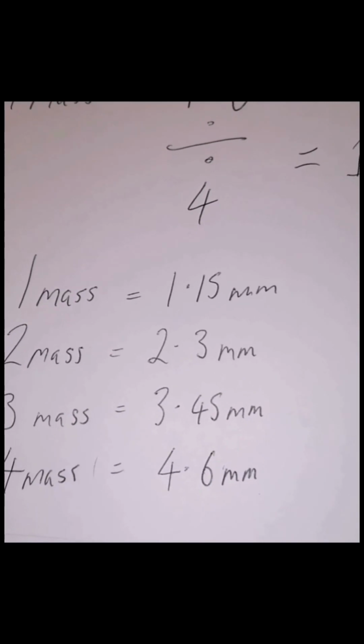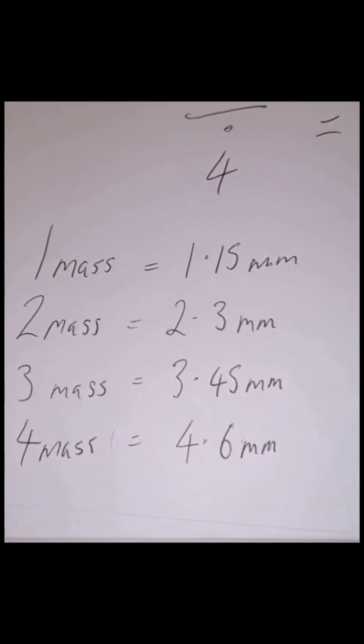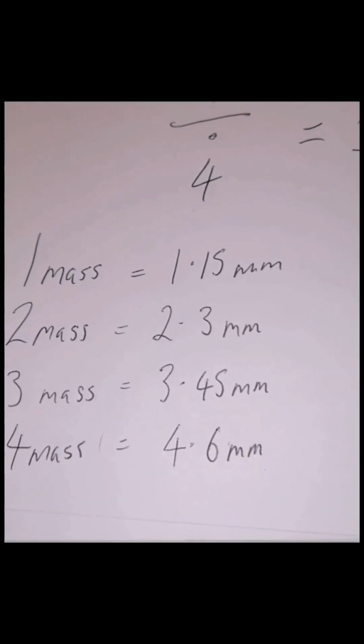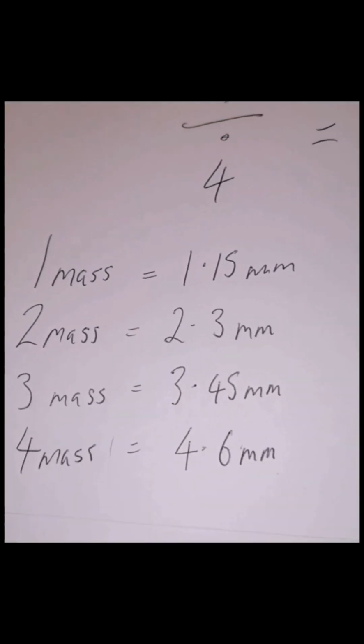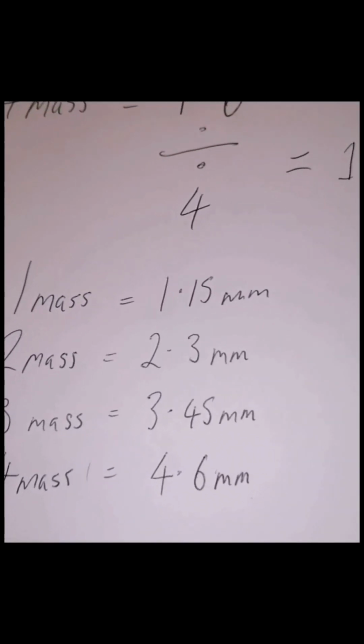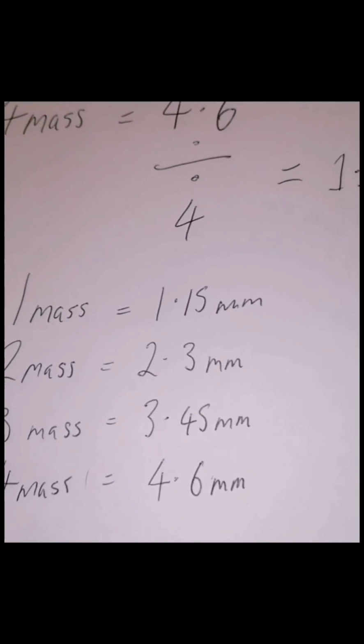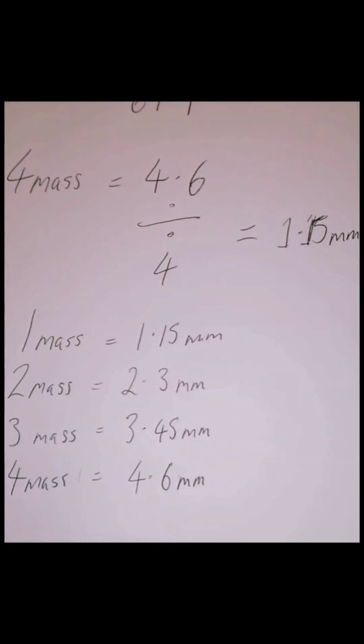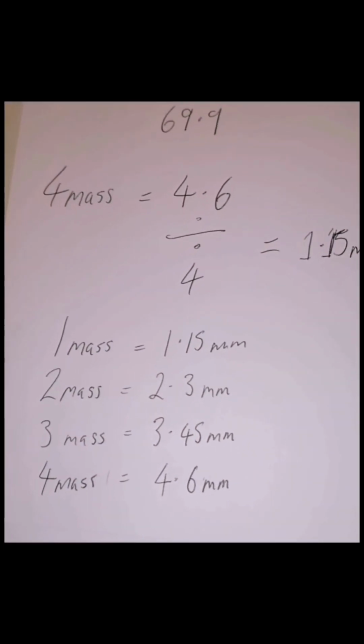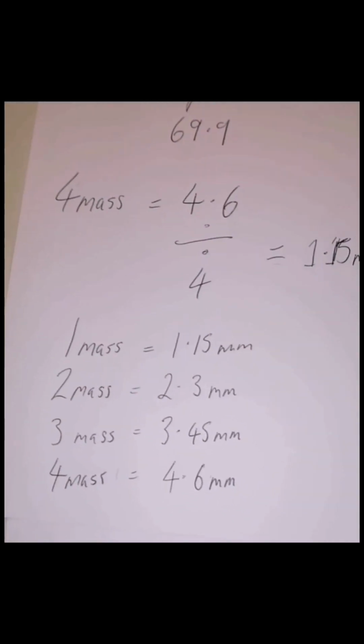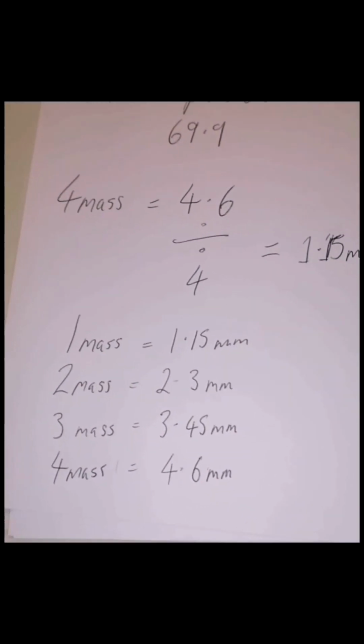For the 2 mass, it would be 2.3 millimeters. For the 3 mass, it would be 3.45 millimeters. And obviously for the 4 mass, which we measured, it would be 4.6 millimeters. So from that, we can factor that in, because that's the standing weights on the spring.